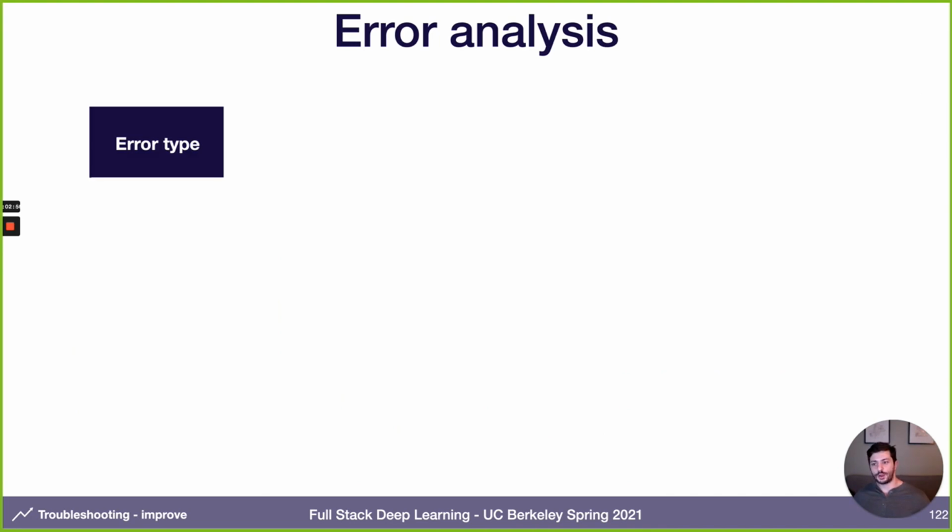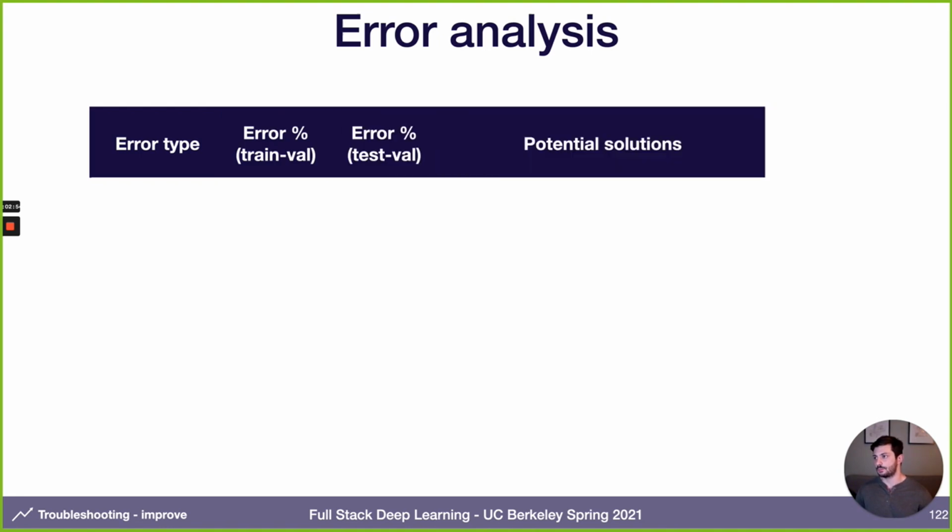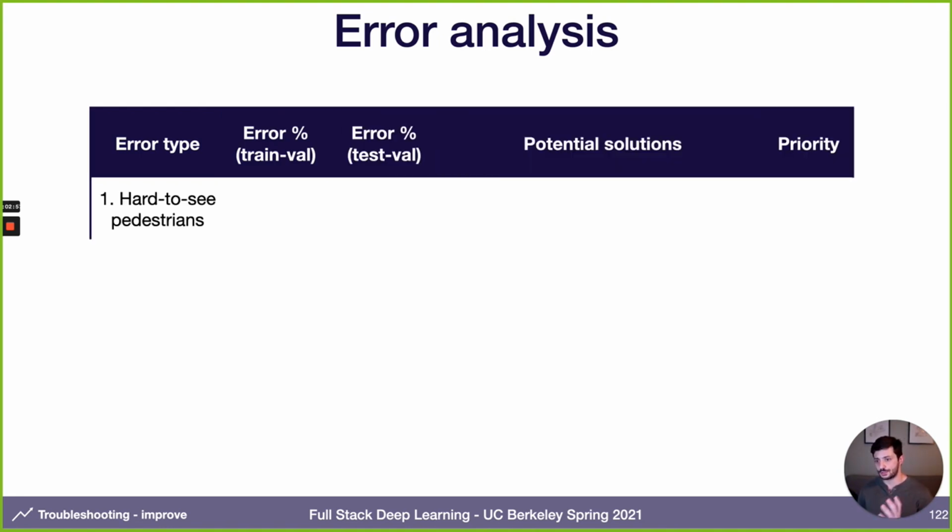One way that you can be a little bit more systematic about how you do this error analysis process is you can look at a bunch of data manually, and you can break down the types of errors that you see, and you can look at how much they contribute to the overall error that you're seeing in your model.